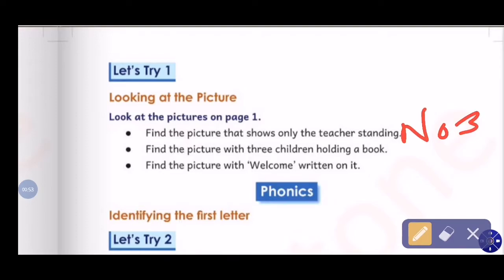Now in the next question, find the picture with 3 children holding a book.